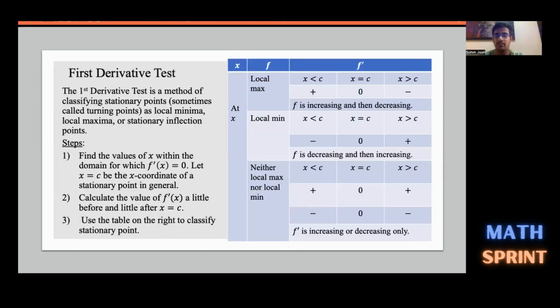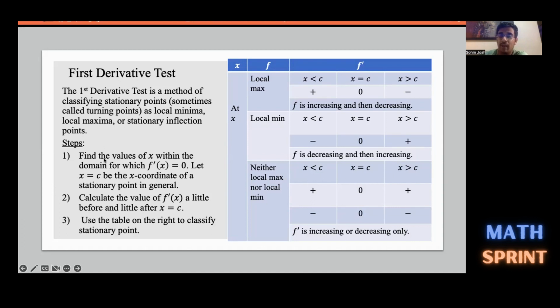All right, so stationary points exist where f dash of x is equal to 0. And this fact allows us to identify where the stationary points are located. But how do we classify stationary points as local maxima, local minima, or stationary inflection points? So there are two ways. The first one is the first derivative test, which I'm showing right now. So these are the three steps to be able to use the first derivative test.